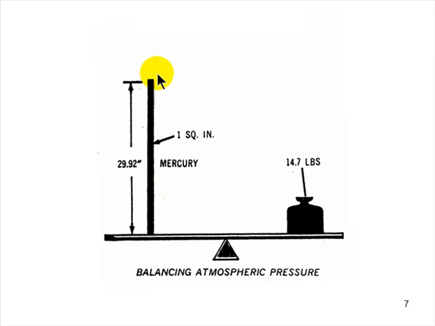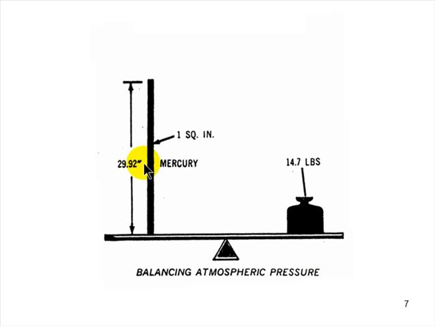So, I said 29.92 inches was a perfect vacuum. How do I know that? Well, I went in my backyard, and I had a seesaw out there, a teeter-totter. And on this side, I put a 14.7-pound weight. In fact, it was exactly 14.696 pounds. And then I took a tube of mercury, and mercury's a heavy liquid. This isn't water, this is mercury. And I put it on the other side of the teeter-totter, and I got a pan of mercury, and I got up on a 6-foot step ladder, and I started pouring the mercury in the tube. And when the mercury in the tube got to a height of exactly 29.92 inches of mercury, this teeter-totter was dead level.